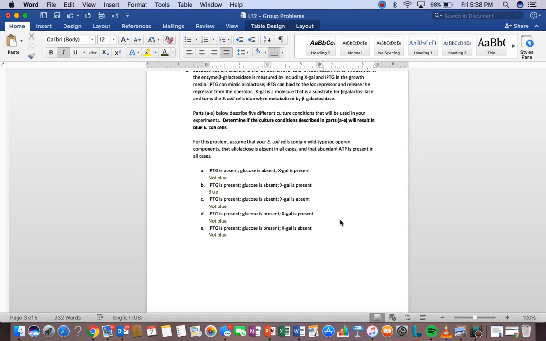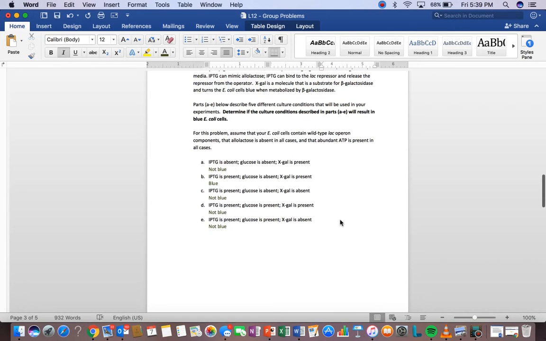Okay. On part D, the IPTG is present, so it's taking off the repressor. Glucose is present. So because glucose is present, we won't need to transcribe the sequence in order to metabolize lactose. So for that case, we won't transcribe, meaning that it won't turn blue. For part E, IPTG is present, glucose is still present. So same reasoning as D, it's not going to be blue, but X-gal is also absent. So even if we could transcribe, it wouldn't be blue anyway. So essentially for A, not blue, B, blue, C, D, and E are all not blue as well.